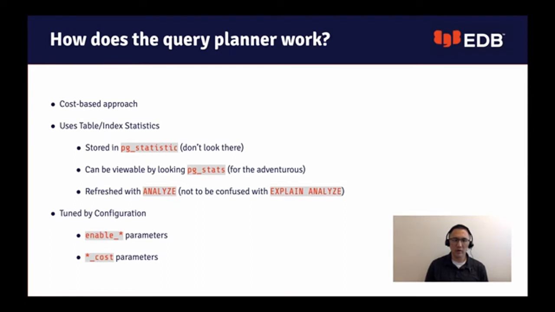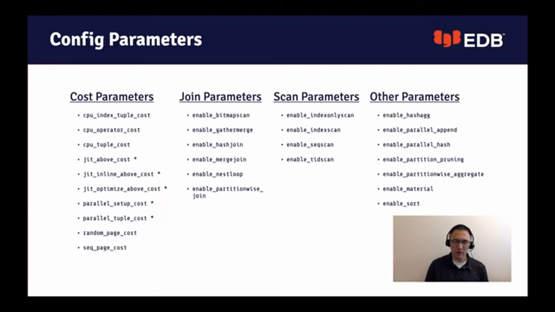The configuration also has these cost parameters. These cost parameters are the values that the query planner uses to calculate cost, or how much it takes to actually run an operation. So like a sequential scan, what will it take to scan the entire table? All that stuff you can actually turn on and off and tweak in postgresql.conf. And here's a listing of all those parameters.